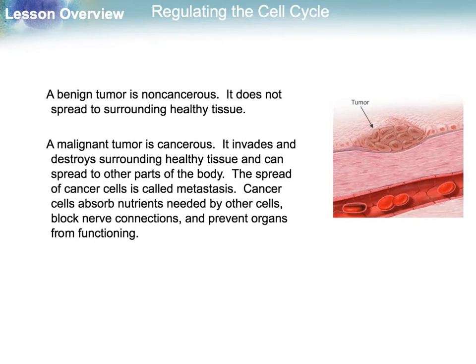A benign tumor is non-cancerous. It does not spread to the surrounding tissues. It's just a growth that occurs, and many of us have small benign tumors. A malignant tumor is cancerous. It invades and destroys surrounding healthy tissues and can spread to other parts of the body. The spread of cancer cells is called metastasis. Cancer cells absorb nutrients needed by other cells, block nerve connections, and prevent organs from functioning.